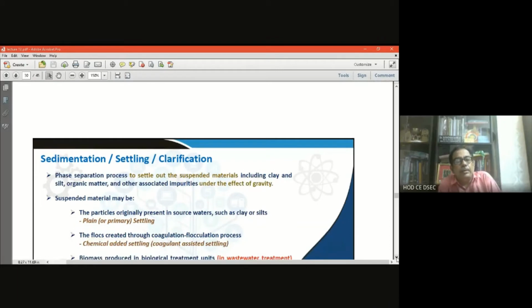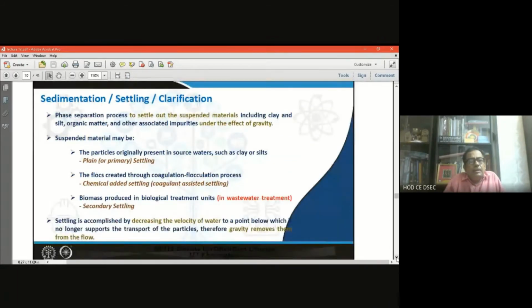So now coming to the point of sedimentation. Sedimentation, settling, clarification. Now, what is sedimentation? It is a physical separation process. What separation? Separation of the impurities, separation of the suspended particulate matters, to settle out the suspended matters, including clay, silt, organic matter, and other associated impurities under the effect of gravity.